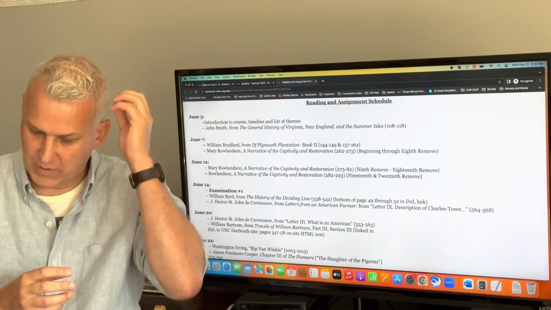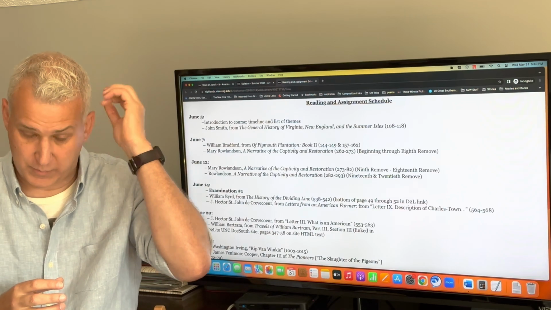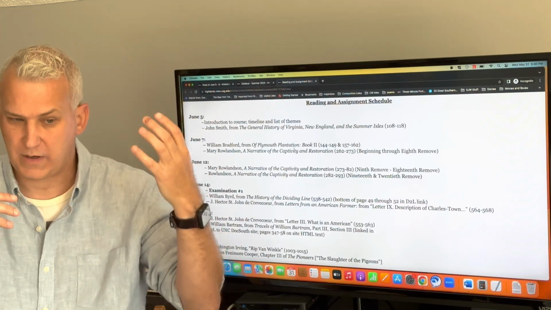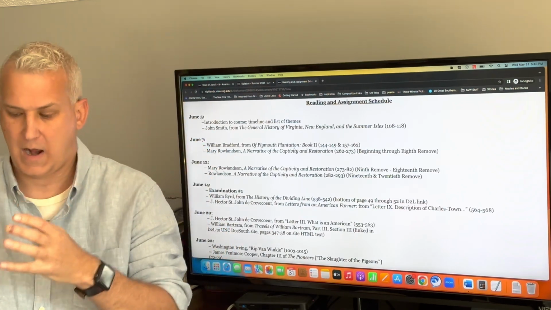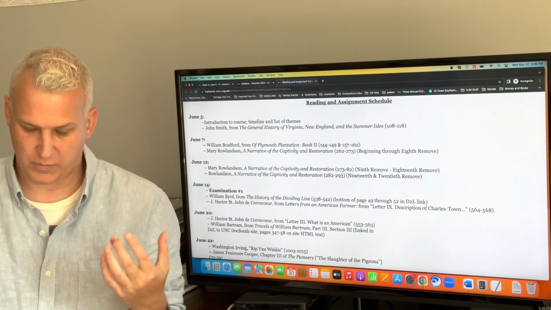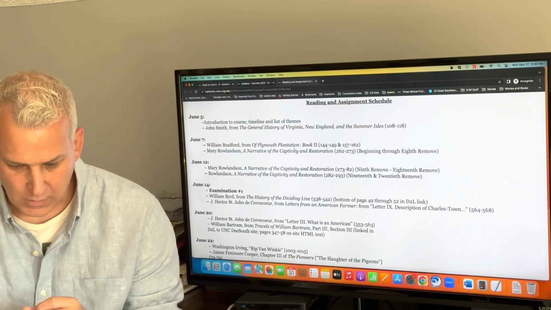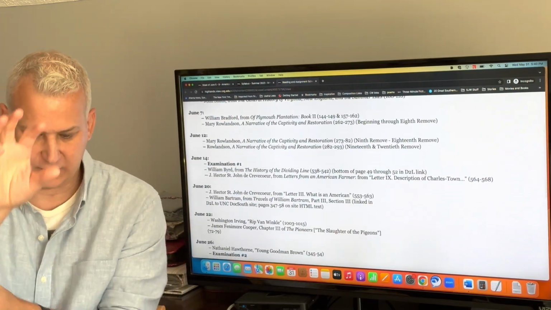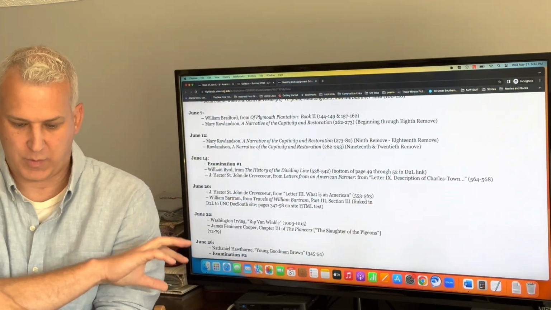Letter 3, What is an American, is his most famous letter because it is his sort of description and explanation about how Americans are not just British or French people. They are a different breed of people. We will read a section from William Bartram's Travels of William Bartram.